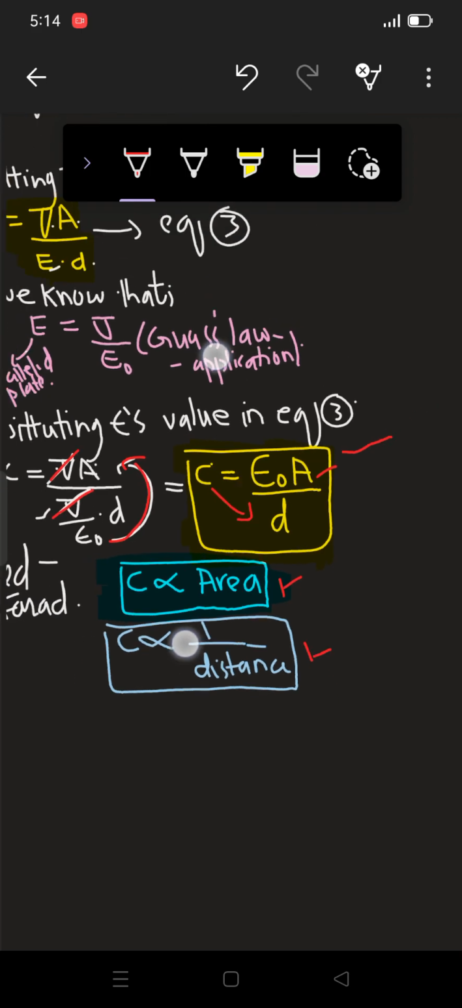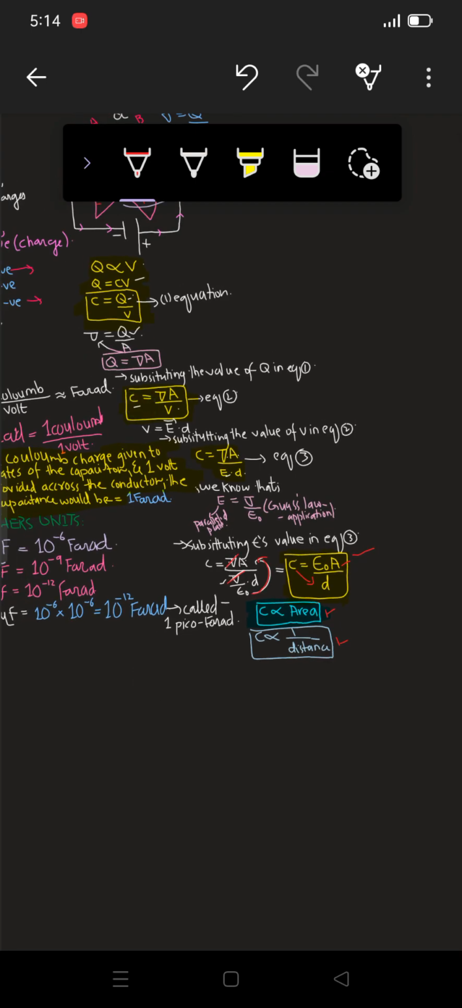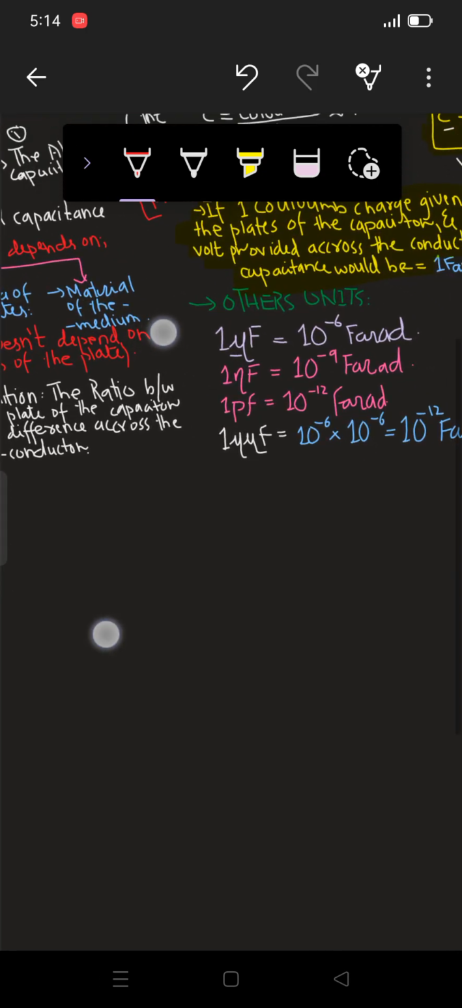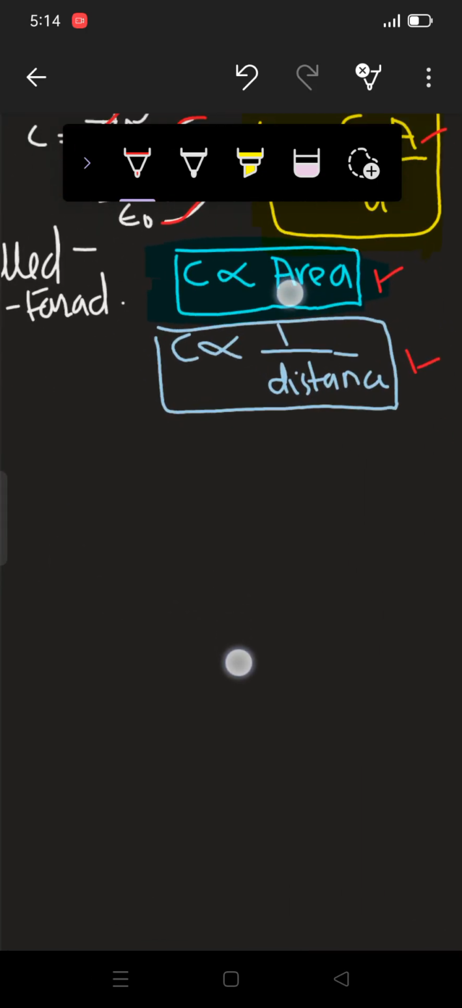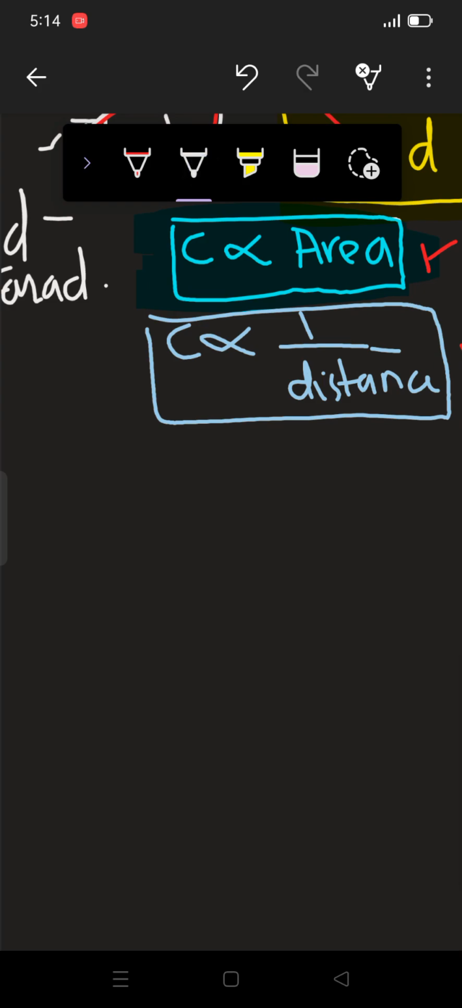This was just a revision of the last class that we have discussed, right? In today's class we are going to put a dielectric plate between these two plates, and then we're going to see what our capacitance of a capacitor would be equal to, right? So now let's make a diagram, and let's put a dielectric plate in it.